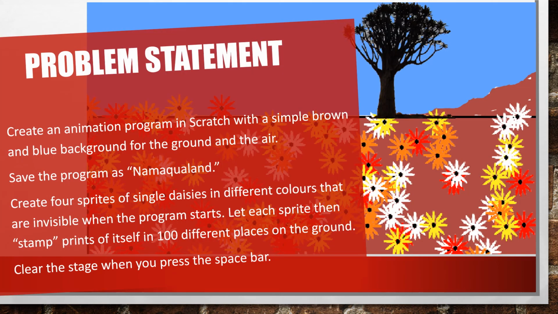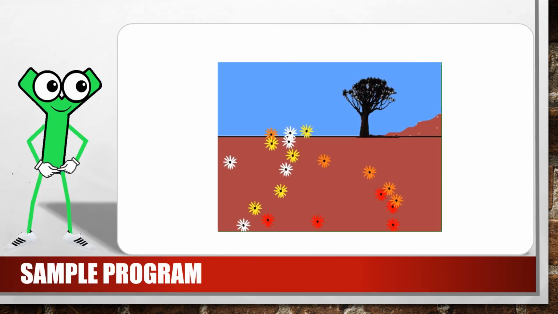Now for today's challenge. Create an animation program in Scratch with a simple brown and blue background to represent the ground and the air. Save the program as Namaqualand. Create 4 sprites of single daisies in different colors that are invisible when the program starts. Let each sprite then stamp prints of itself in 100 different positions on the ground. Clear the stage when you press the spacebar. Save all changes to the program. Here is an example of what your program might look like.